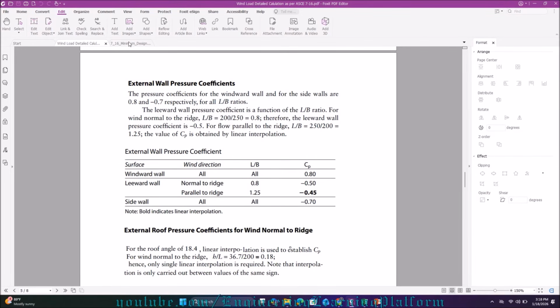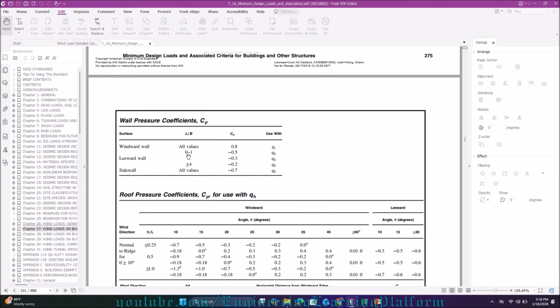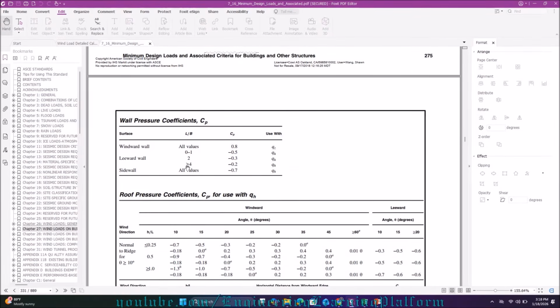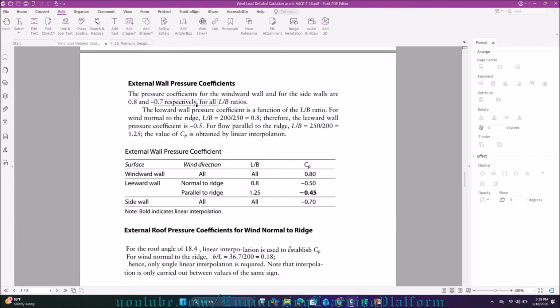Now for parallel to ridge, our L over B ratio is 1.25. The code does not give us a value for 1.25. Since there is no clear instruction about 1.25, what we are going to do is interpolate, and by using interpolation we get the value minus 0.45. Then for side wall, minus 0.7. So this was how we get the value of external pressure coefficient for wall.